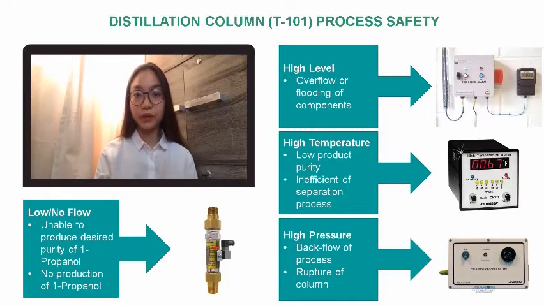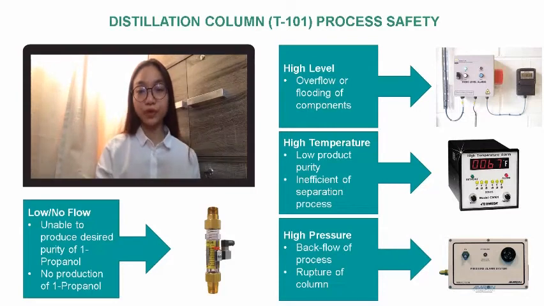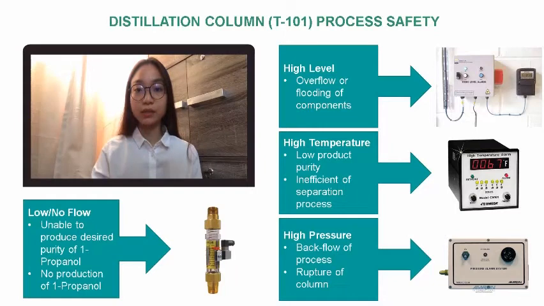The third parameter of the T101 HAZOP study is high temperature due to malfunction of the cooler. Therefore, it is important to install a high temperature alarm as well as to maintain the cooler frequently. The fourth and final parameter is high pressure, which may cause backflow of process and even rupture of the column that is dangerous to employer, employee and surroundings. Hence, installation of a high pressure alarm is important as well as installation of a pressure relief valve.